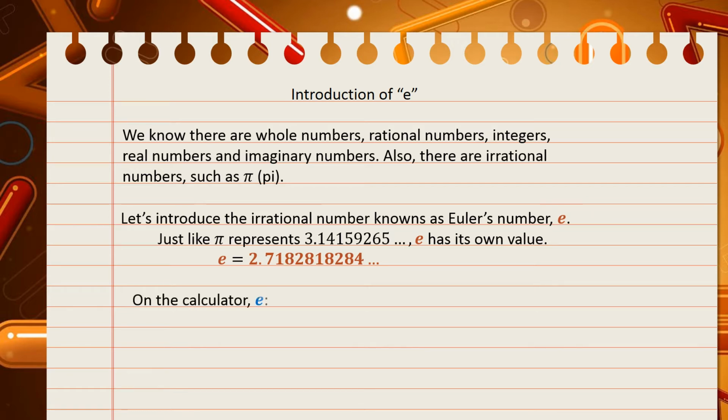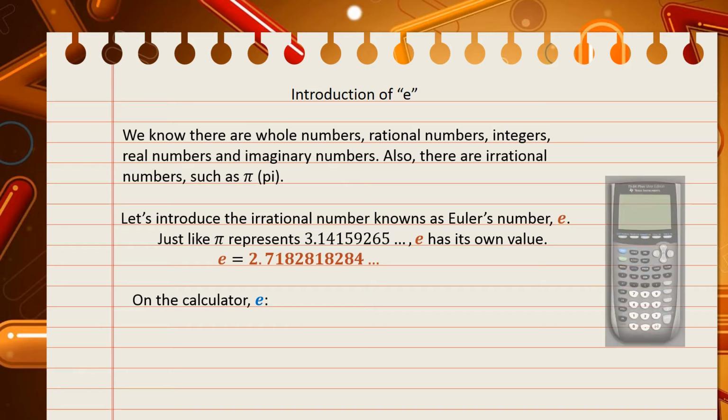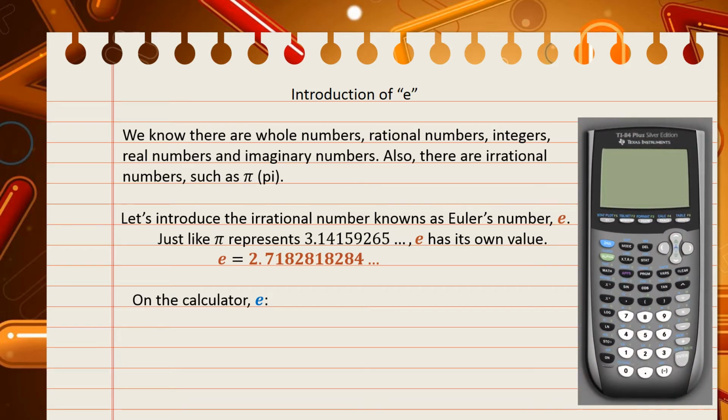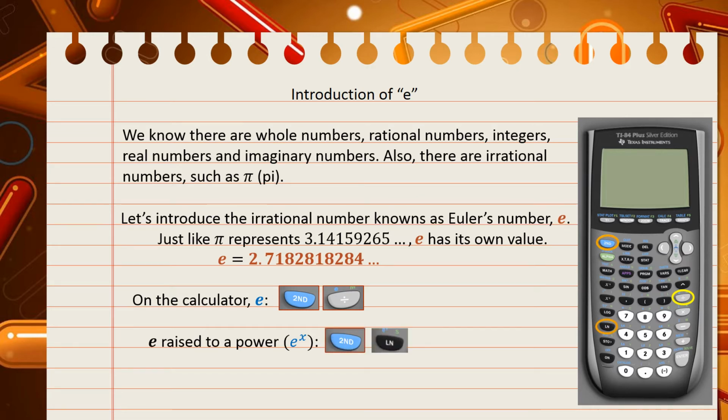Now on the calculator, e can be represented. If you're looking for just the e value, you simply press second and the division symbol, which are highlighted on the calculator. Also, if you have e raised to a power, there's another option on the calculator. In that case, you would select second and the LN button, also highlighted in orange on the calculator.